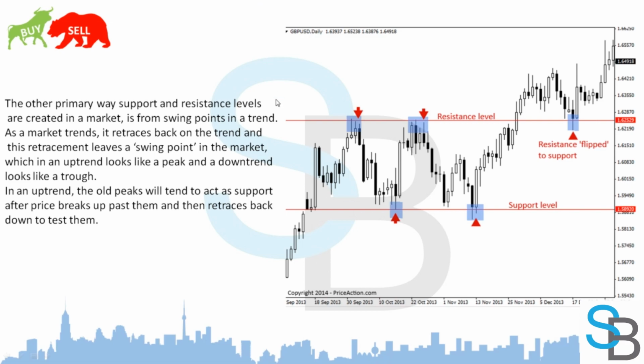The other primary way support and resistance levels are created in a market is from swing points in a trend. As a market trends, it retraces back against the trend, and this retracement leaves a swing point, which in an uptrend looks like a peak and in a downtrend looks like a trough. In an uptrend, the old peaks will tend to act as a support after price breaks up past them and then retraces back down to test them.